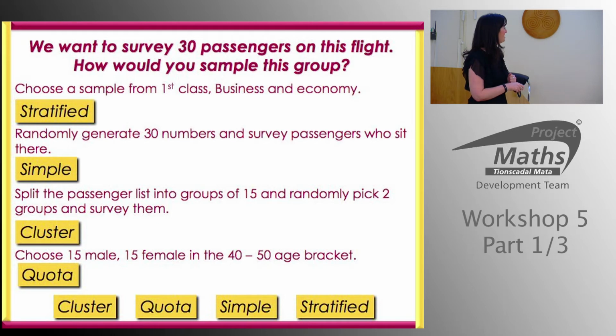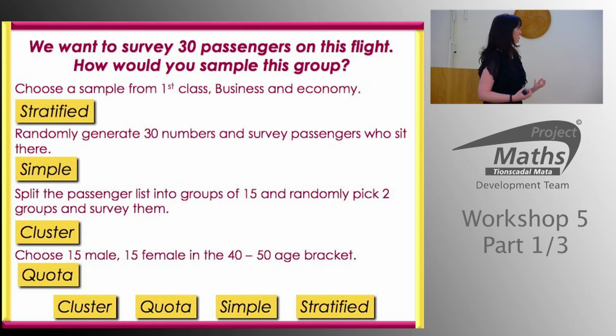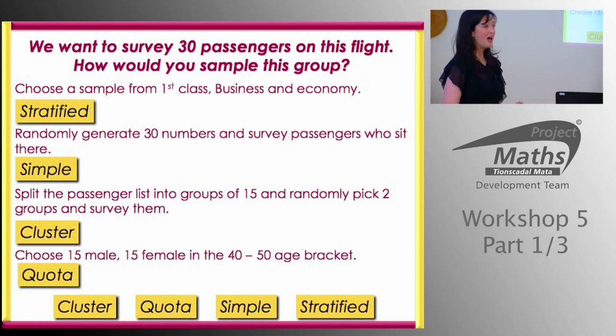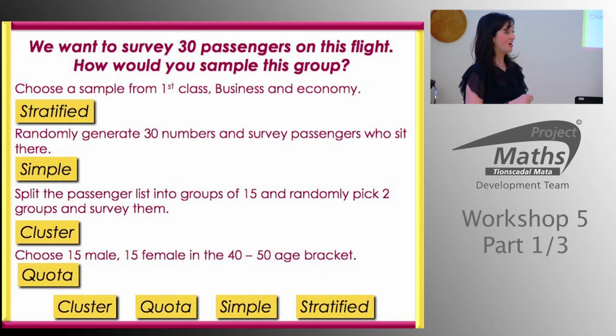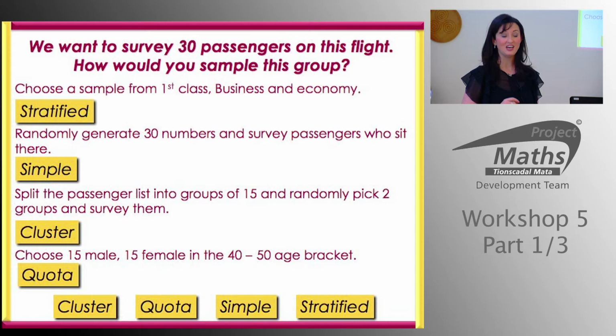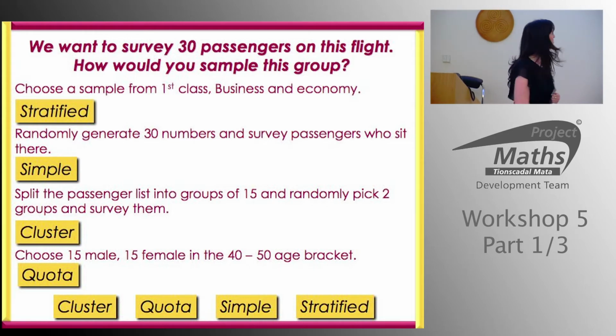Perfect. And then lastly, again, I might be under pressure, or maybe I'm just lazy, and I might just decide, do you know what? What is it that I want? I'd really love 15 males, 15 females, between 40 and 50. That's what I really want. So I'm going to stand with my clipboard as they're getting on the plane, and I'm just going to take the first 30 that meet my criteria. And that's your quota. Perfect. So those are all your different types of sampling.